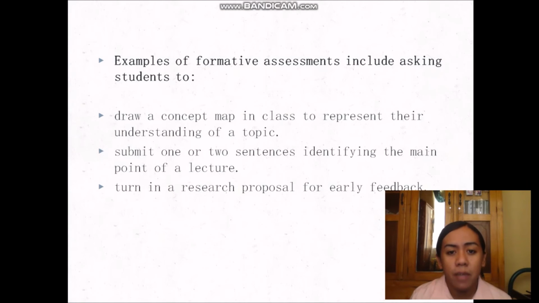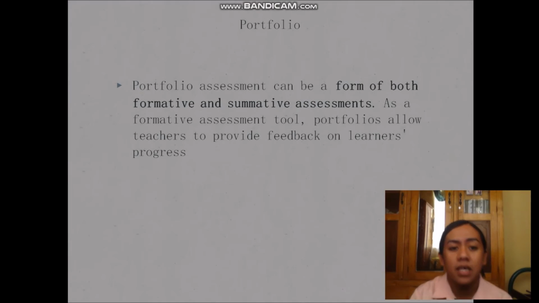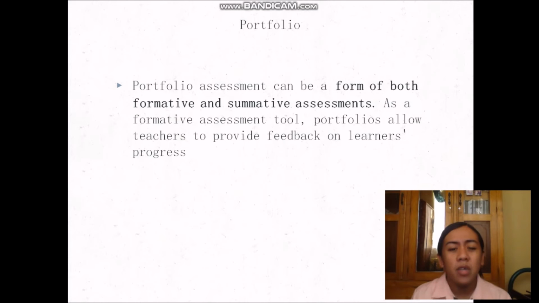So examples of the formative assessment include asking students to draw a concept map in the class to present their understanding of the topic, submit one or two sentences identifying the main point of a lecture, turn in a research proposal for early feedback. One of the best examples that I could give in the formative assessment is portfolio. Portfolio assessment can be a form of both formative and summative assessment. As a formative assessment tool, portfolio allows teachers to provide feedback on the learner's progress.